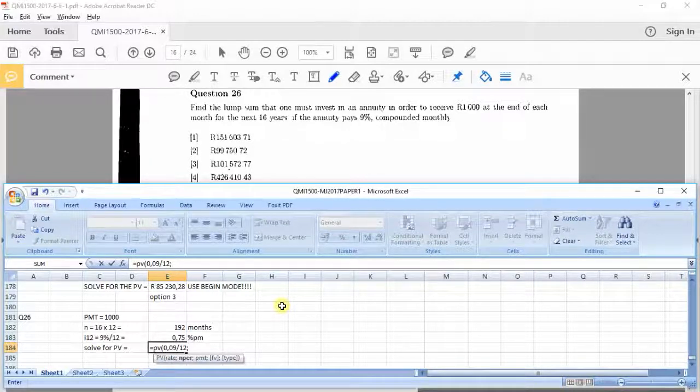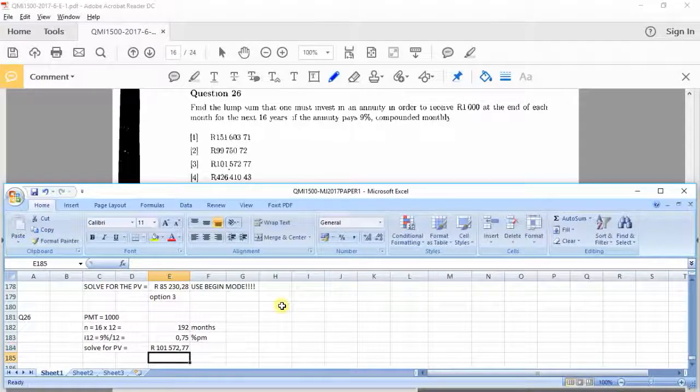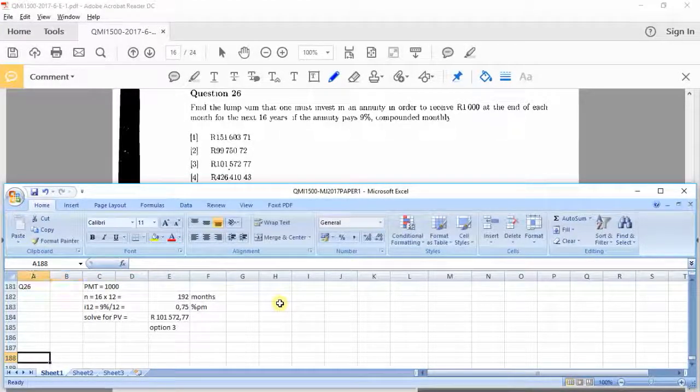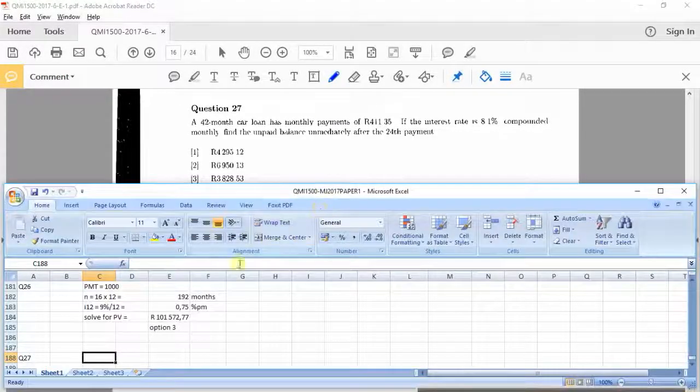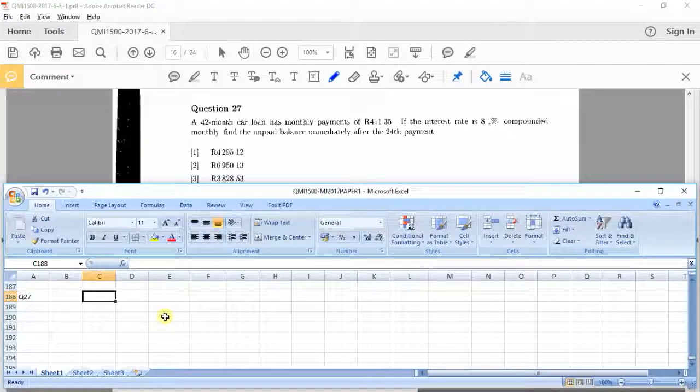Okay, so PV here, open brackets, the rate is 0.09 divided by 12. The N was 16 times 12. The PMT was negative 1,000. Close brackets equals 101,572.77. Option 3. Time value of money questions are nice because you just need to use the calculator. You'll get better as it goes with more practice.